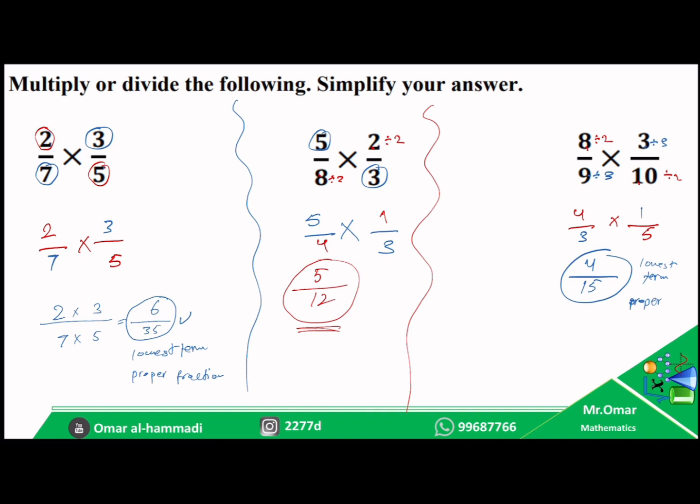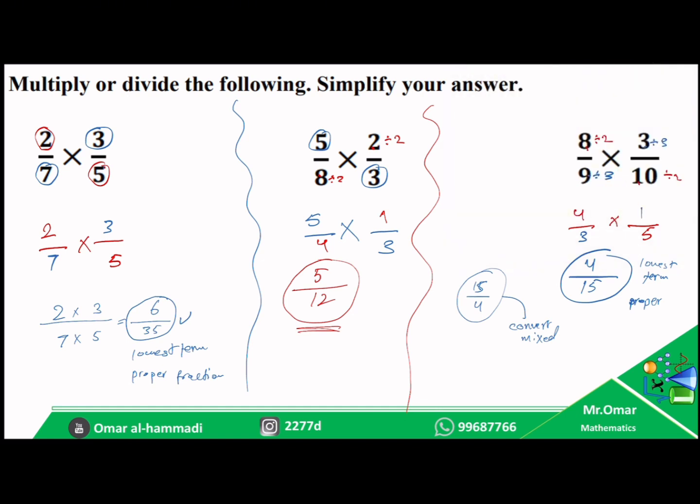So إذا كان معانا مثلا لو طلع الناتج بالعكس 15 over 4, which is improper, so we have to convert it to what? To a mixed number. دائما لما يطلع معانا الكسر في الجمع طرح ضرب قسمة، لما يطلع معانا الكسر improper, we have to convert it to the mixed number. Great. This is a good idea for you.